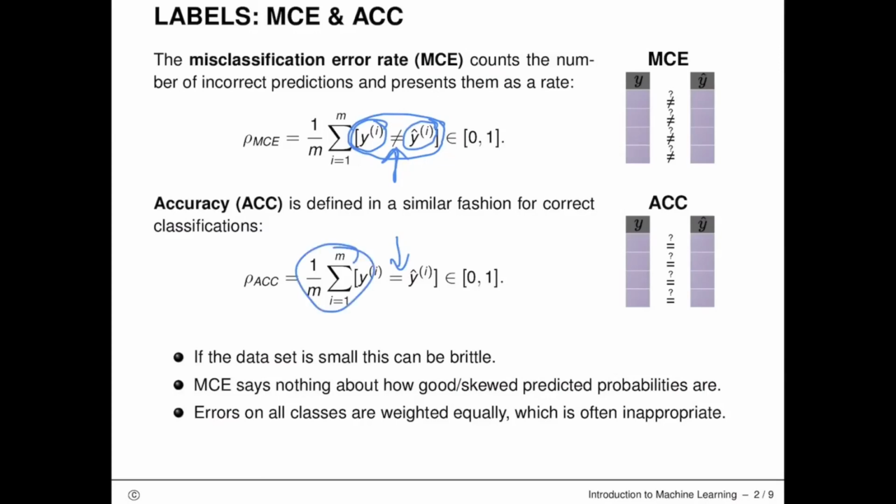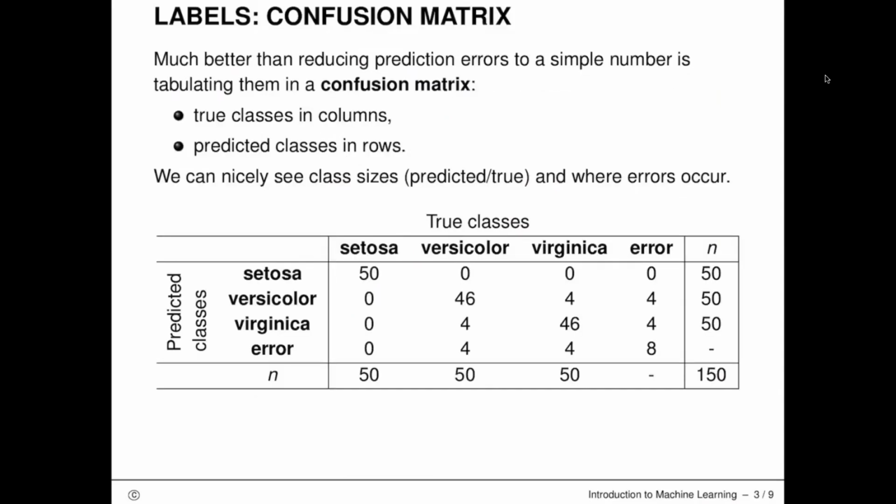If the data set is small, this can be brittle. The MCE says nothing about how good or skewed the predicted probabilities are. The errors on all classes are weighted equally, which is often inappropriate, and we'll tackle later on how to do this better in that case. As you might have guessed already, reducing the prediction errors to a simple number is not the best thing to do, and it would be better to tabulate them in a so-called confusion matrix.